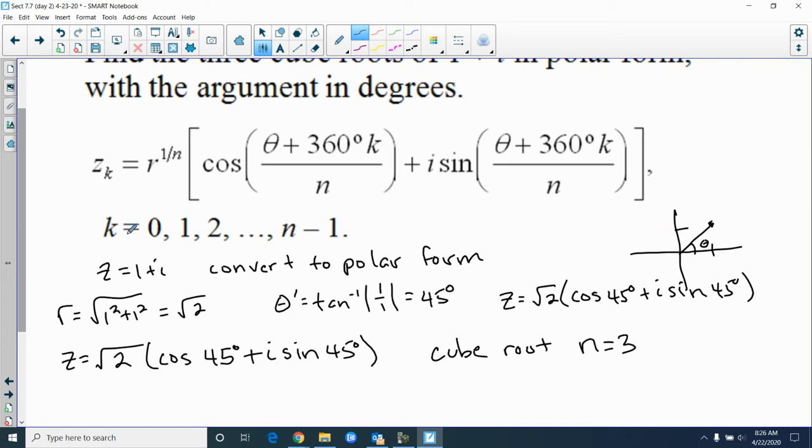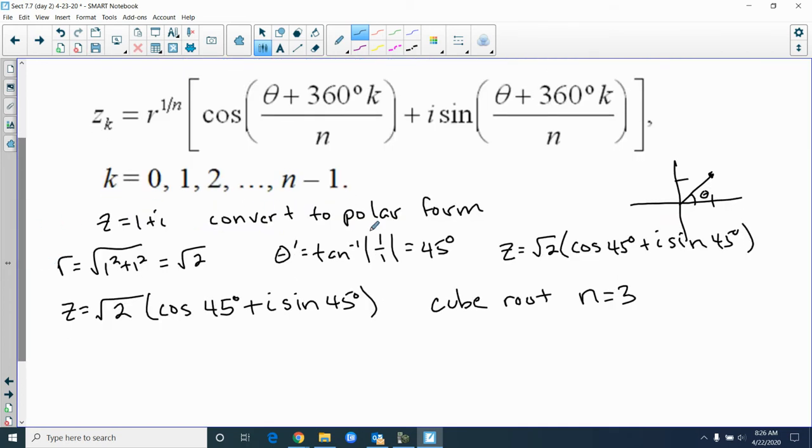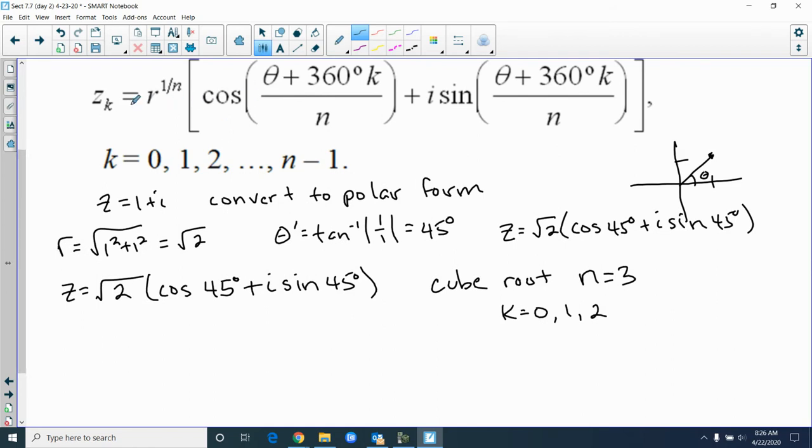We are going to let k go from 0 to n minus 1, which is 2. So for our case, k is going to start at 0, and then it's going to go to 1, and then it's going to go to 2. We're going to do this 3 times because we're going to get 3 cube roots. I'm going to try and keep this on the screen for the first one.